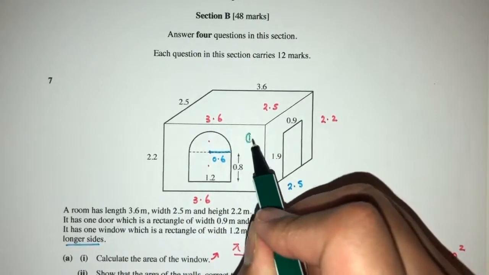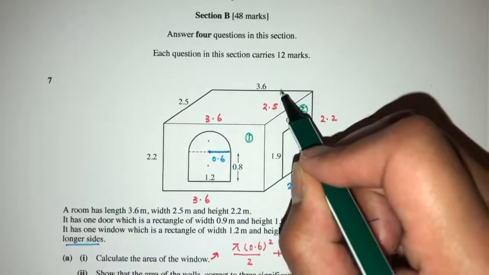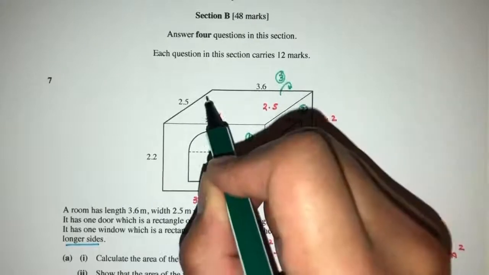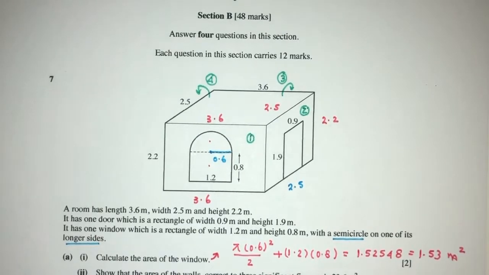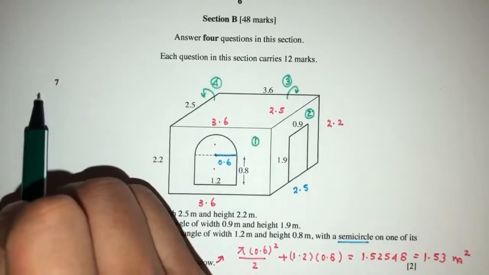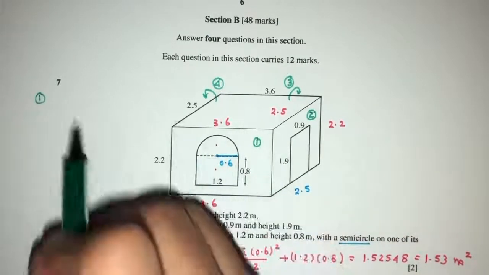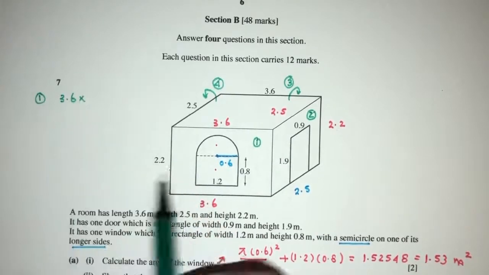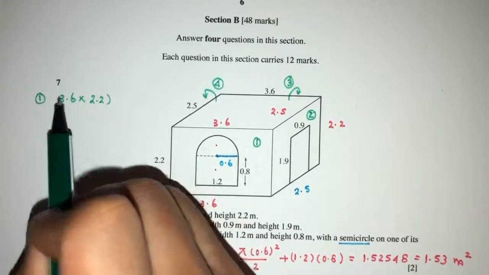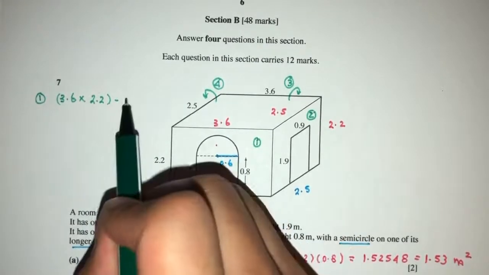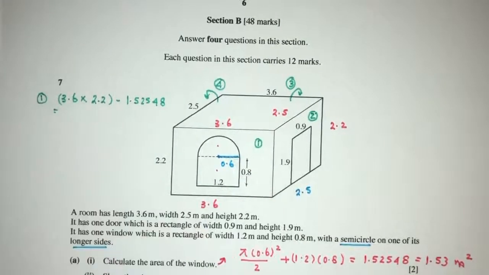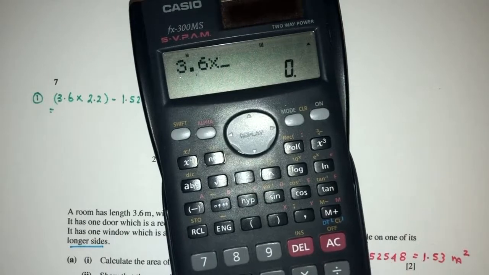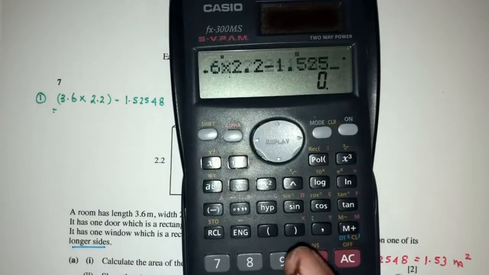Let's call this number 1. Call this number 2. The back one, let's call this number 3. And the side one, let's call this number 4. So this is how you will find the area of all the 4 walls one by one. So for number 1 here, pretty easy. That will be the whole area, which is 3.6 times 2.2. That's the whole thing. Minus the area of the window, which is 1.52548. That is the first area. Let's solve. So 3.6 times 2.2 minus 1.52548.